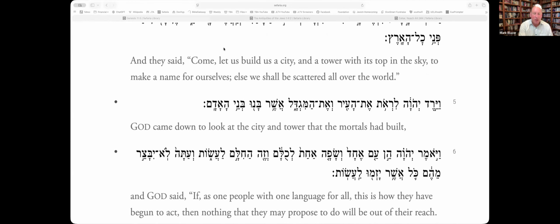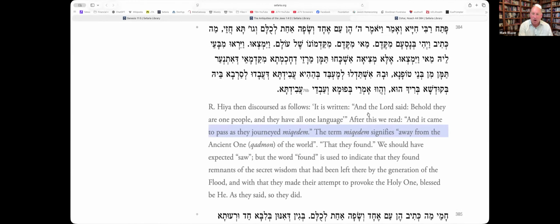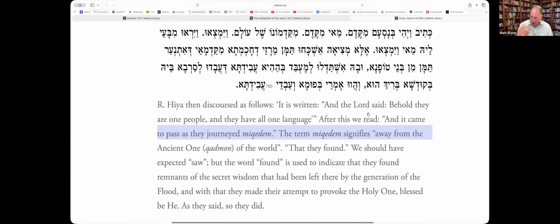But I will tell you that there's another interesting midrash, which I said is captured in the Zohar, but it's an old midrash. Rabbi Chia then discoursed as follows: "It is written, the Lord said, Behold, they are one people and they have one language." After this, we read, and it came to pass they journeyed mikedem, which comes from the word away from the ancient one.